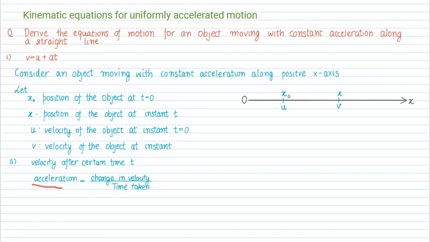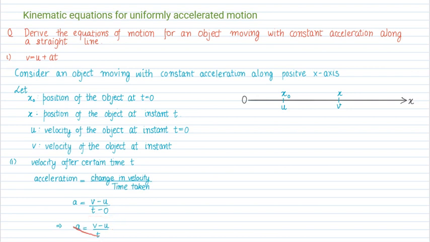Our acceleration is the change in velocity upon time taken. So what is my change in velocity? Let's first write down the final velocity v, then write down the initial velocity u. The difference of these velocities gives us the change in velocity, divided by the time it takes. At this point the time is t, and at this point the time is 0. So the time taken is t minus 0. If I simplify, I can write v minus u upon t.